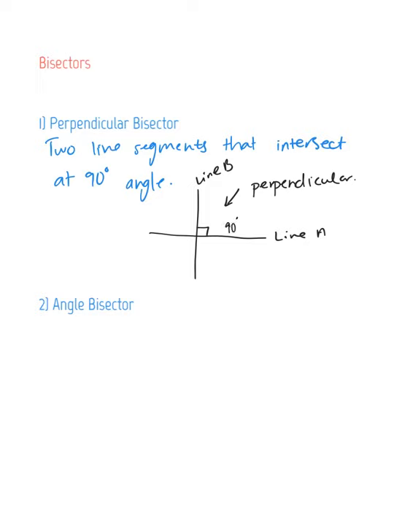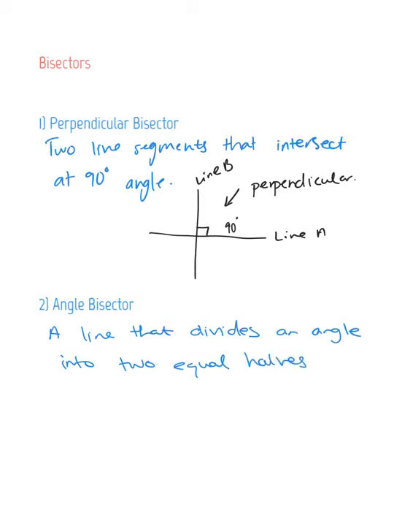All right, my second type of bisector is called an angle bisector. Now, this is when I have a line that intersects or divides an angle into two equal halves. As the name bi implies, there's going to be two sections and they're going to be equal.